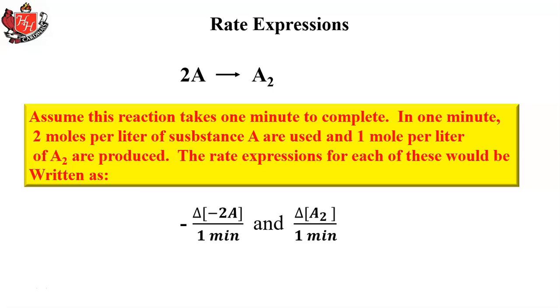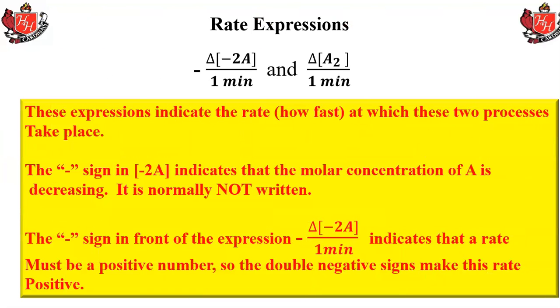So in other words, you're going to use up 2 moles of A for every 1 mole of A2 that you produce. Those both have to happen in the same amount of time, which is 1 minute. So these expressions indicate the rate, how fast these two processes take place.